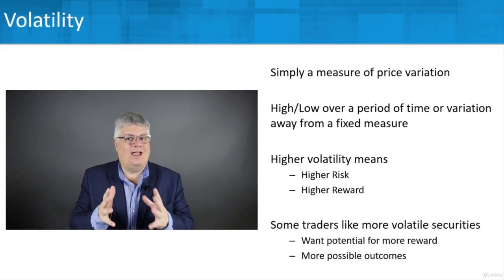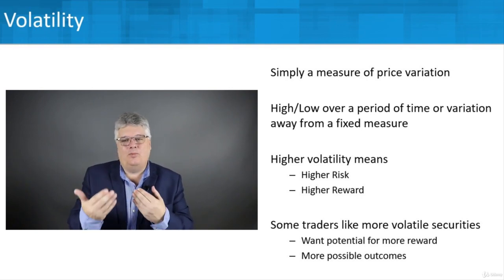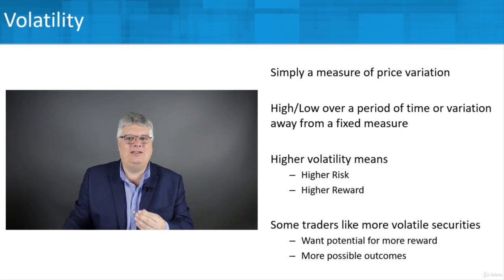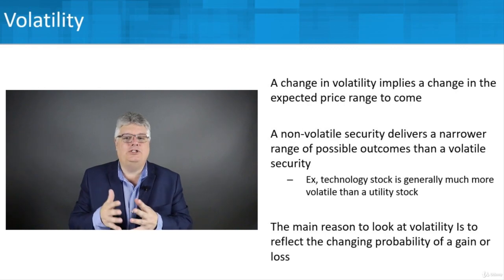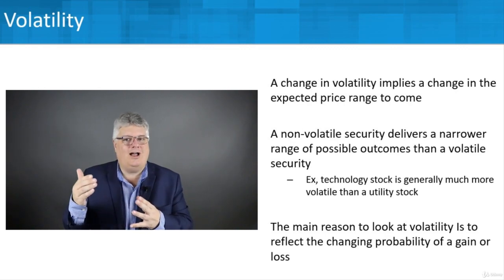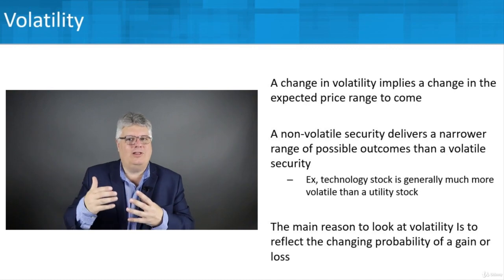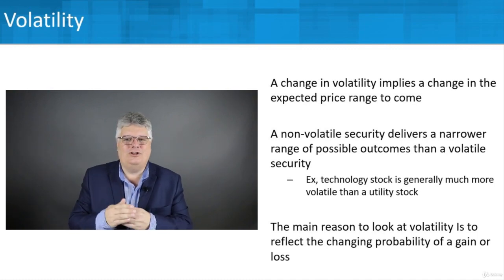So there's no right or wrong as far as volatility. It just kind of is, and how you approach it might be the difference, and how you apply the indicators is what'll be a difference between different traders. And so a change in volatility really is implying a change in the expected price range to come. What's that price range going to look like going forward? Very important for us to know. So that's a good thing that we want to find out, and volatility indicators help us with it.